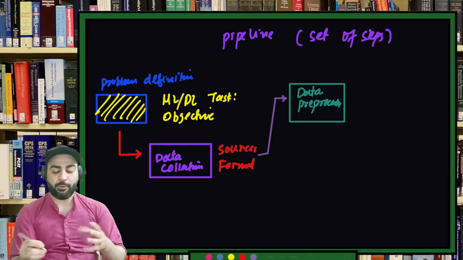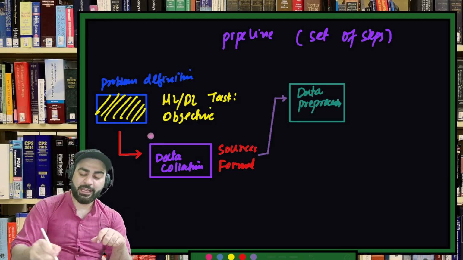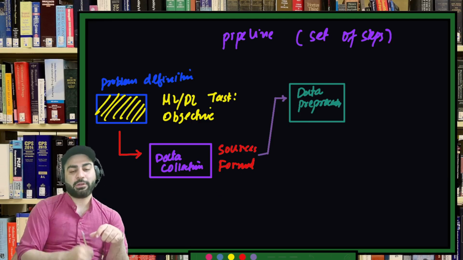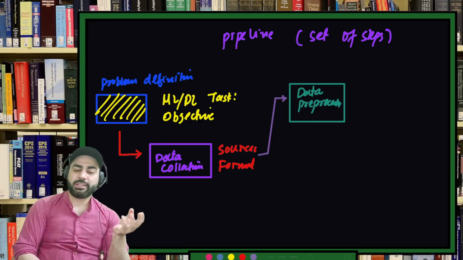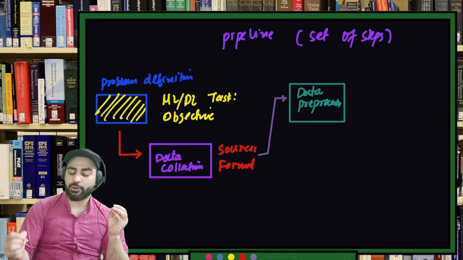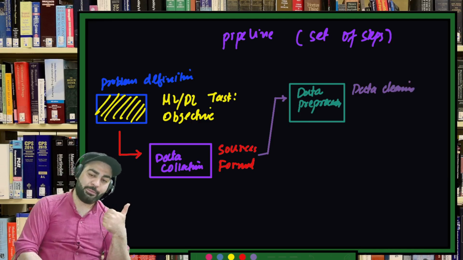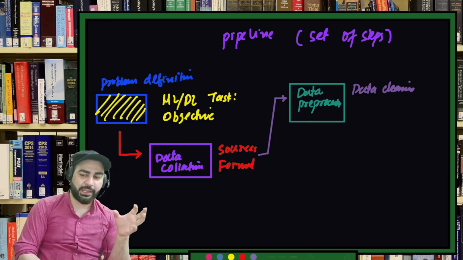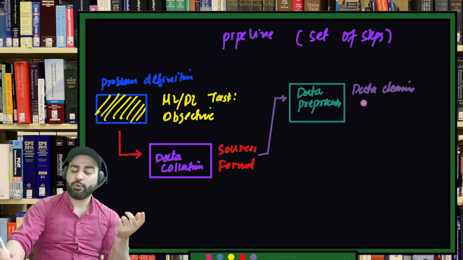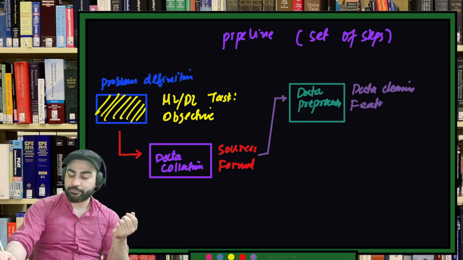This is a huge step also. It takes a lot of time. Then what you do is you basically do data pre-processing. In that, you do data cleaning. You have to clean the data. By cleaning, I mean you have to handle missing values, if there are any. You have to remove duplicates. If there are inconsistencies in the data, you have to figure that out, and then you do what's called feature engineering. Feature engineering.